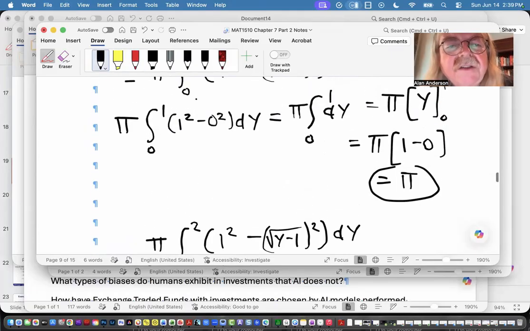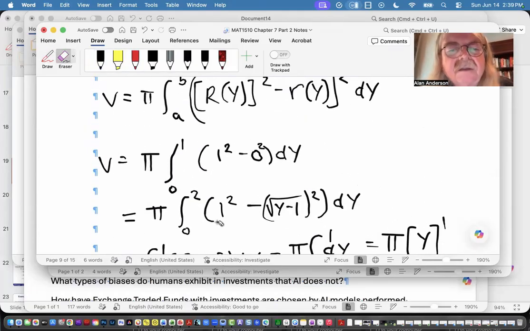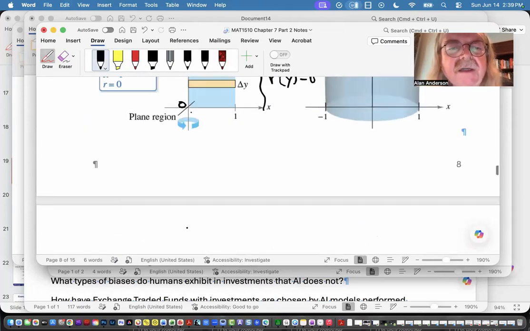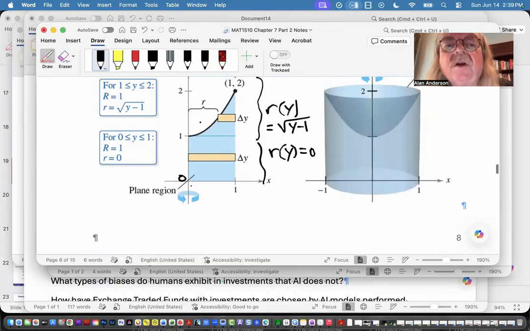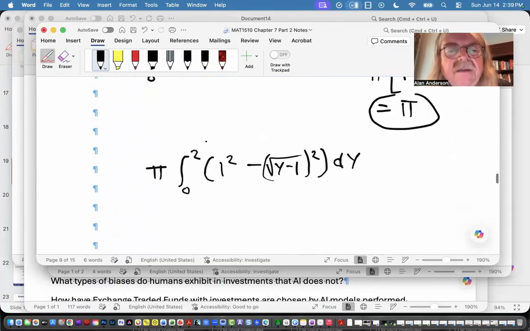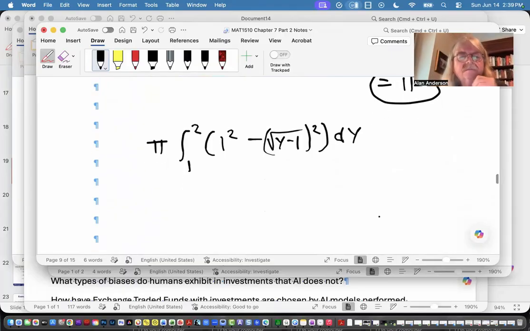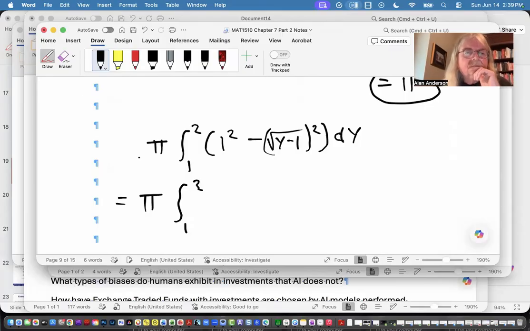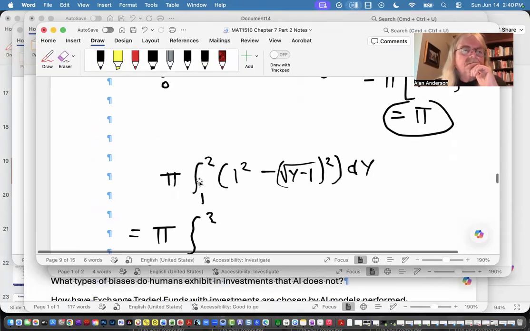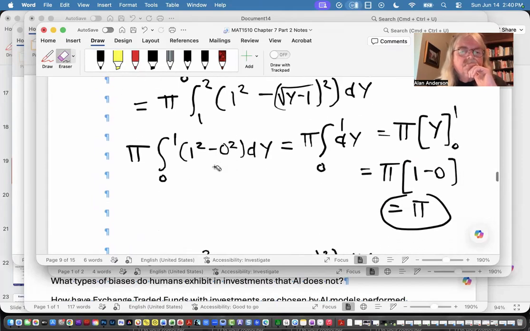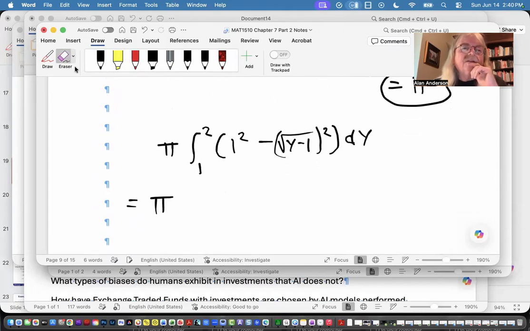Oh, I just realized, there's a problem here. This isn't 0 to 2, it's 1 to 2. If you go back to the graph, you'll see it's from 0 to 1 for the first part. This part is 1 to 2, so we have to fix that. So this one is going to be 1 to 2. All right, now we're good. Let me just make it a little neater, sorry. Everything from 1 to 2.